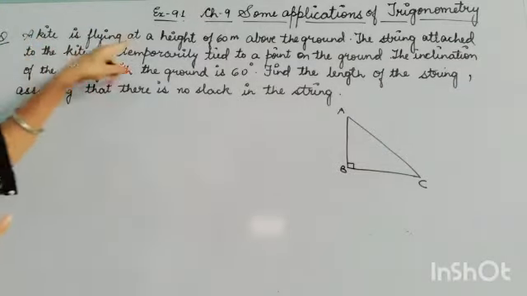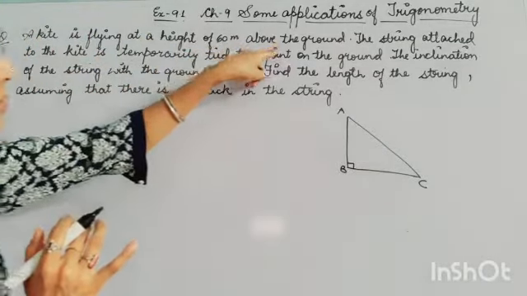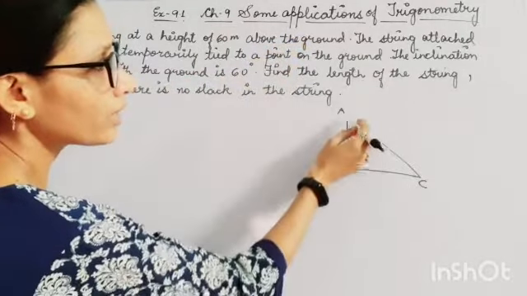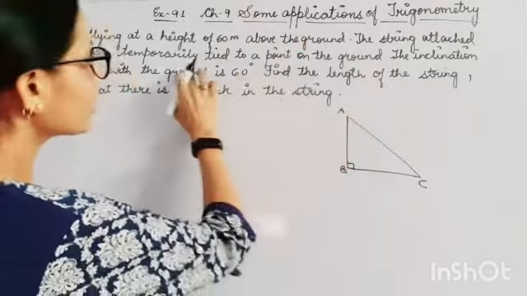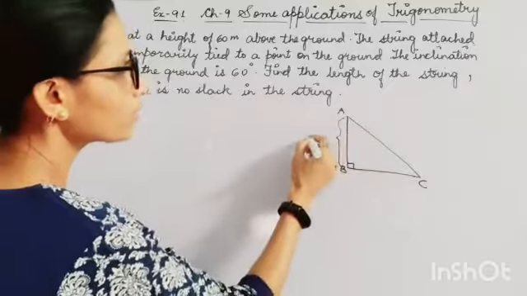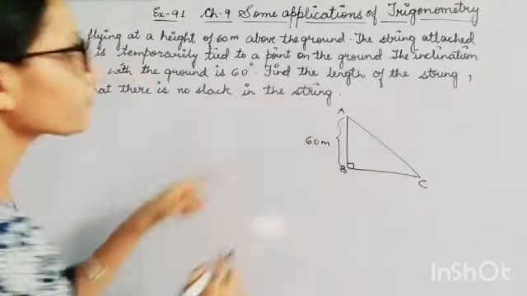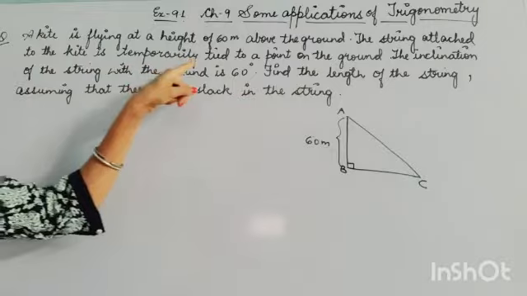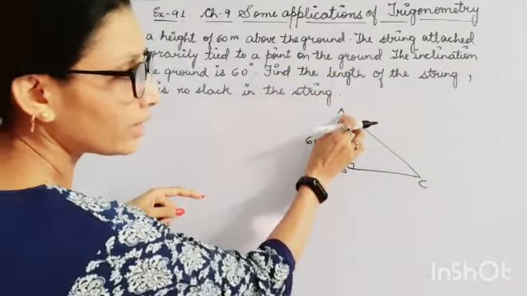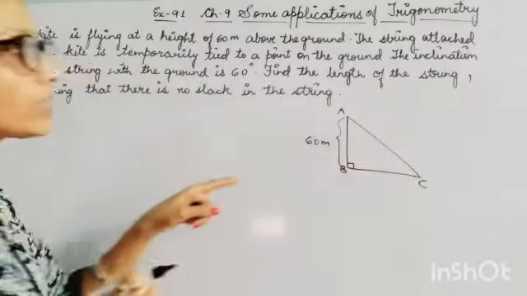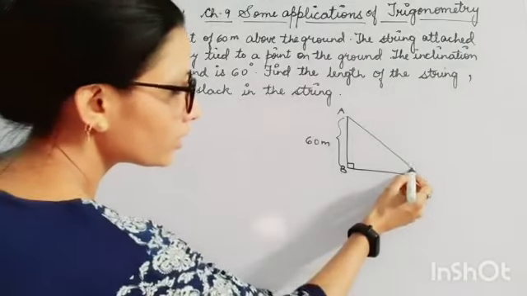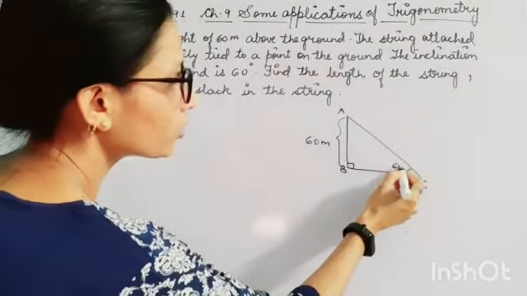So here a kite is flying at a height of 60 meters above the ground. So this is your ground, BC is your ground, and the kite is flying 60 meters above the ground. So this height is given to you, 60 meters. The string attached to the kite is temporarily tied to a point on the ground. So say this is the kite and it is attached to the ground, that means at point C. The inclination of the string with the ground, so this is the inclination with the ground, which is 60 degrees.